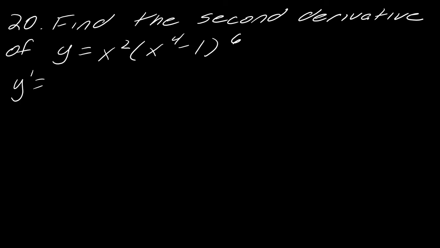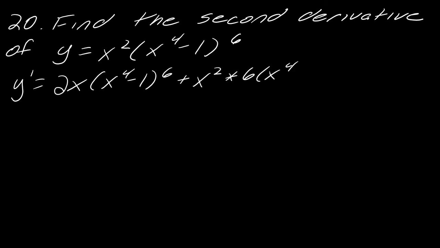So taking the derivative of x squared, that's just going to be 2x, and then I multiply that, as we all know, by (x^4 - 1)^6, so I don't do anything to that. And then I add to that x squared, and then I use the chain rule for this other part. So I'm going to multiply that by 6(x^4 - 1)^5. And then I multiply that by the derivative of the inside function, which is 4x cubed.